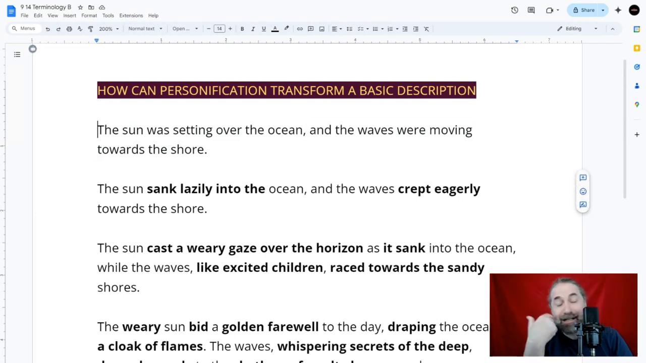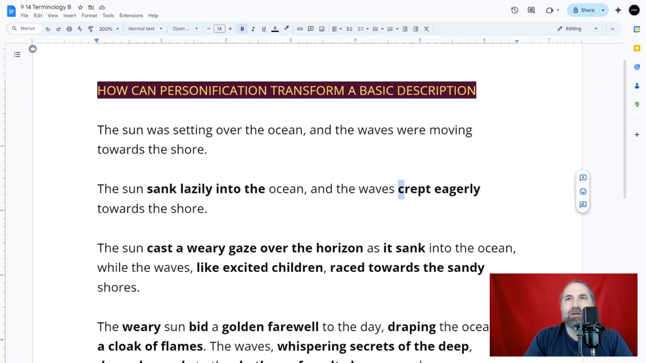Again, no edit. I didn't edit yet. I was just writing. So now that I'm foreseeing, my brain is now working. The sun was setting over the ocean, and the waves were moving towards the shore. Is a fair enough thing, but to give it some personification, we were like sank lazily. So it's choosing an action. It chose to sink or sank lazily, okay? And the way it sank is the personification, right?